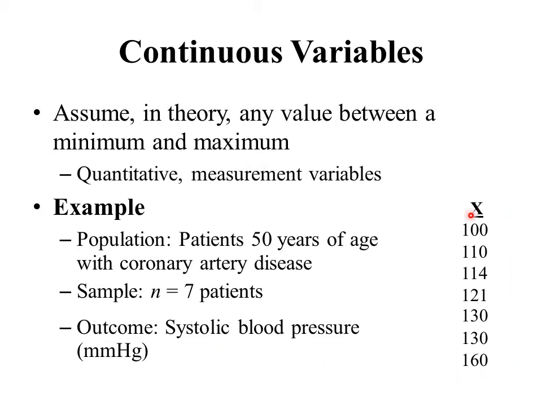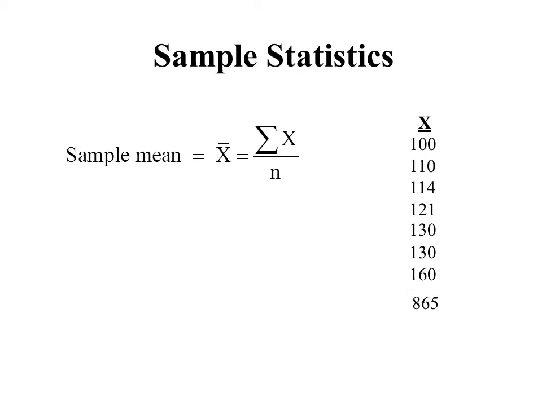And so here are the 7 different blood pressures that we measured. One patient had a blood pressure of 100, another had 110, and so on. Now these numbers are all recorded as integers, or whole numbers, but we have to remember that, at least in theory, systolic blood pressure does not have to be a whole number. It could be a decimal, even though we typically only measure it with whole numbers. And so let's talk about how we could summarize these. We're going to first talk about some different sample statistics that we can calculate.